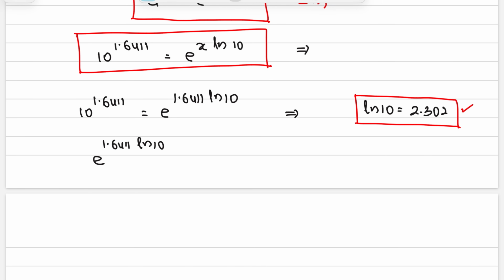Then this will be equal to e to the power of 1.6411 into 2.302. You multiply them, you don't require any calculator, and you get 3.778. This is equal to e cube into e to the power of 0.778.